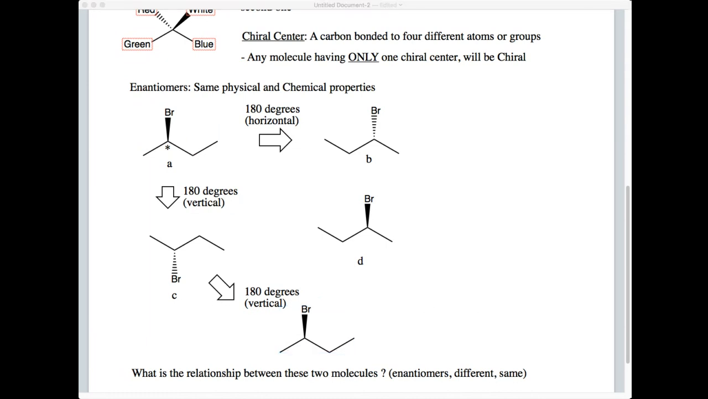So I'm just doing a flip 180 degrees vertical, showing the molecule here, just in case you guys don't see it. So this is molecule C. Okay, the red is going away from you. If I do 180, now the carbon chain pattern is changing and the red is going toward you. Okay, 180 flip vertically.